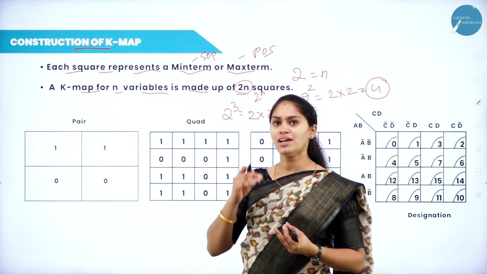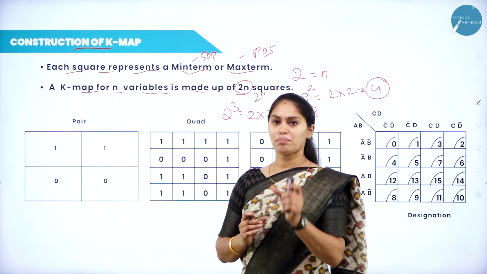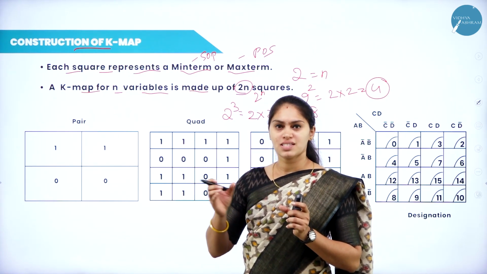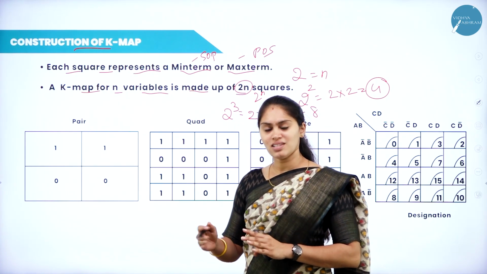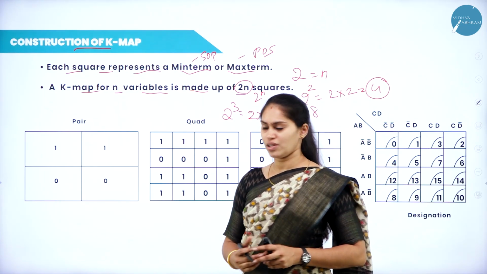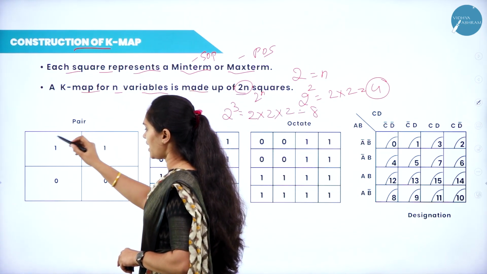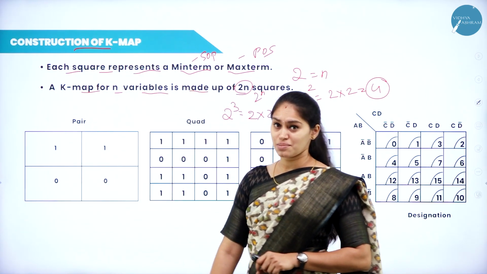So if we have 2 consecutive ones, that will be a pair. If it is 4 consecutive ones, then that will be a quad. If it is 8 consecutive ones, then that will be an octet. So here you can see that. Can I take this as one pair as per the rule?